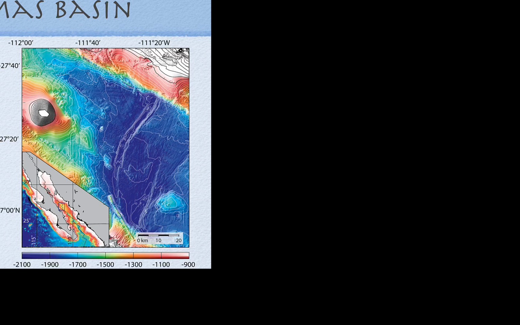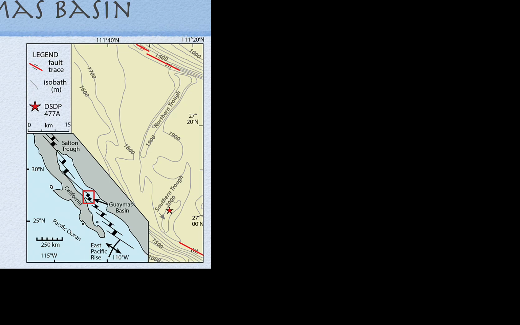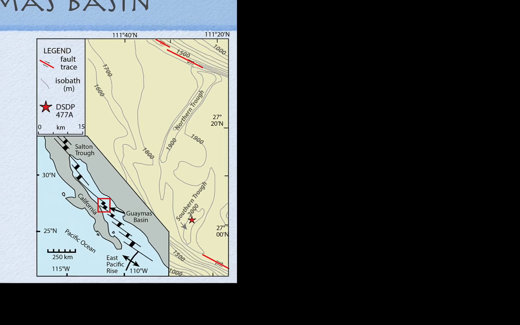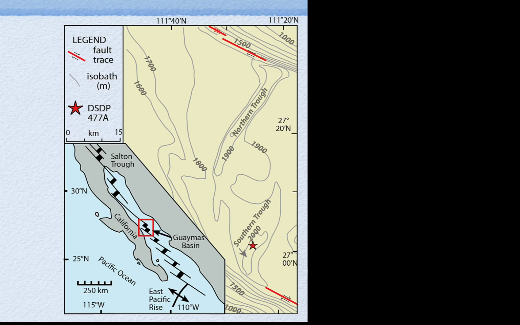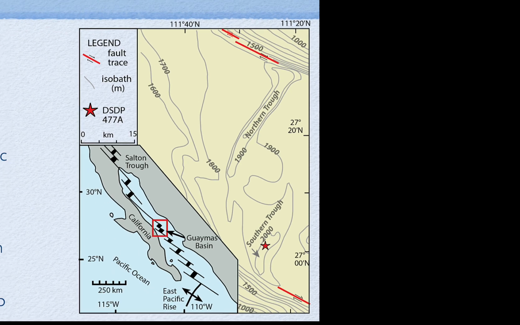It's forming a basin where there are two main structures. There is a northern trough and a southern trough. And we're going to focus in on the southern trough, indicated by that position of the star, which is the position of one of the first wells to document the hydrothermal anhydrite here and the alteration of the associated organic-rich sediments. That was DSDP 477A.